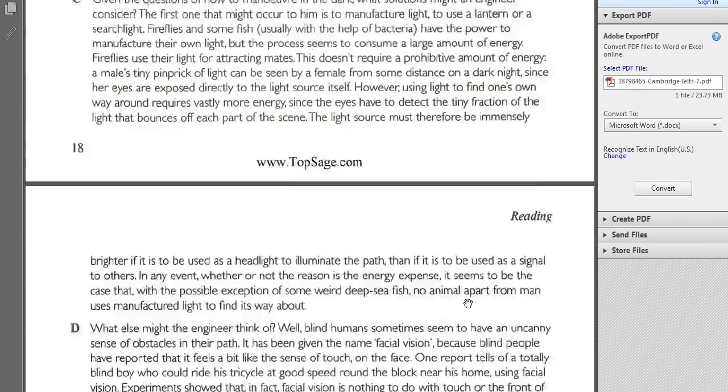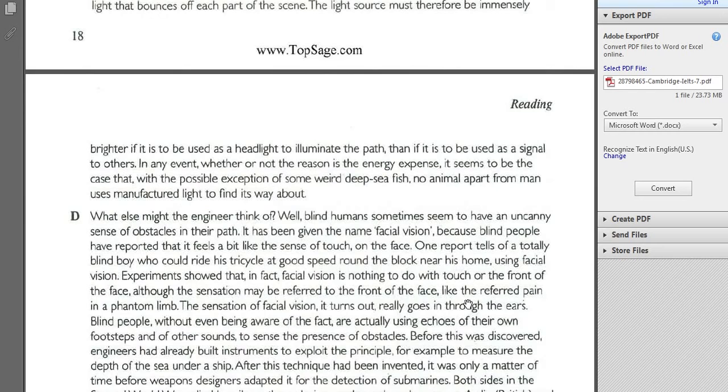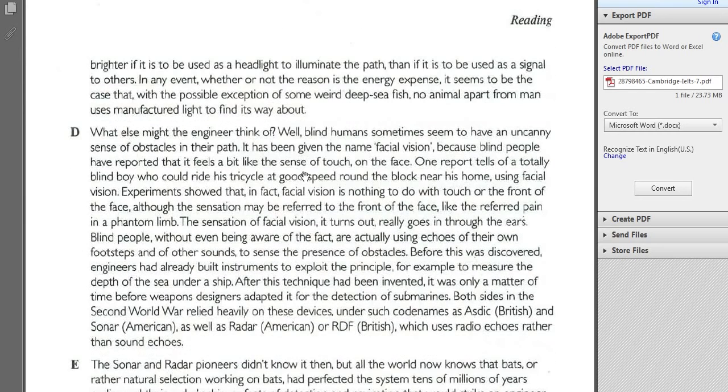Where was that paragraph? Yeah. So here's the paragraph where I saw facial vision. Okay? So this has helped save me time. I'm going right to the paragraph that I need to go to. Now that I'm close, see this facial vision? Blind people, feelings, sense, face.